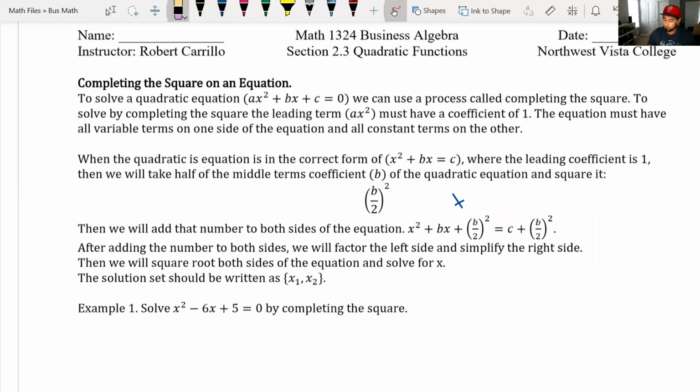Once we solve for x, our x values shall be written in the format of open brace, x value 1, comma, x value 2, close brace. Okay, because that's how we can denote a set of solutions. All right, let's try it out. All those words above, right? All we have to do is follow the steps, okay?